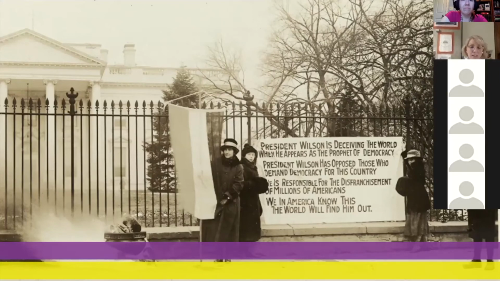And these women, there were about 26 of them, they got arrested. And there was one woman who was born in Indiana, and they went to that workhouse again. And when they got released from prison, Alice Paul gave them little jail cell pins. And the woman from Indiana, her jail cell pin that she wore is in the Smithsonian.